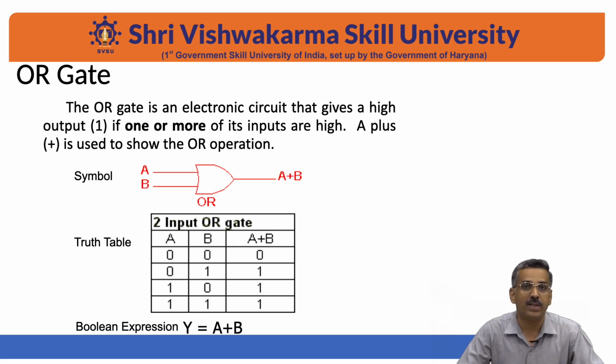Now, the truth table of this OR gate will be according to all four conditions. At 0, 0, the output is 0. At 0, 1, the output is 1. At 1, 0, the output is 1. And in the last condition, when we have applied the higher voltage to both the inputs, that is 1, 1, we are getting the output equal to 1.